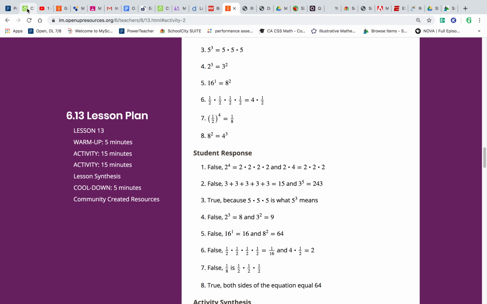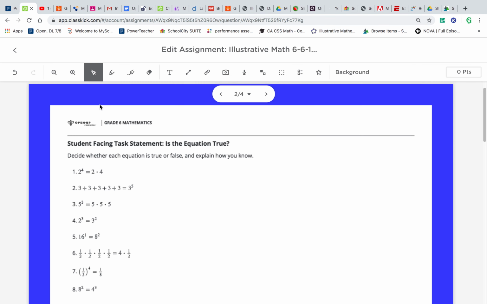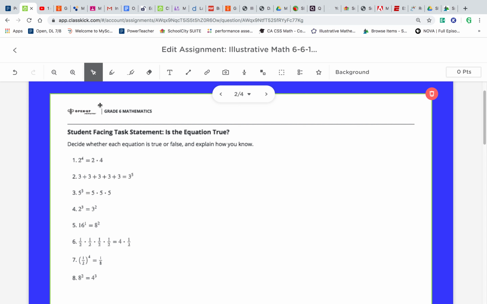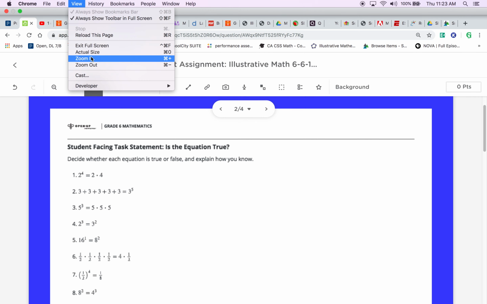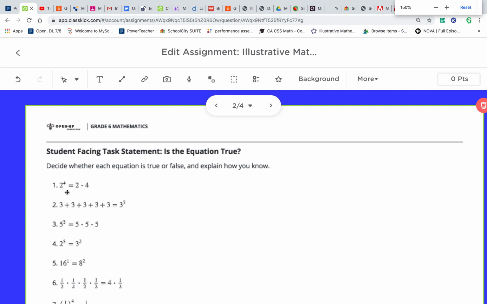All right, class, we are on to lesson 13 of Unit 6. Okay, so our task for this activity is to determine if the equation is true. It's important to understand that when we talk about is it true, we are talking about whether or not the things on each side of the equal sign are the same, are equal to each other. So if they are equal, then it is true. And if they are not equal, then it is not true.